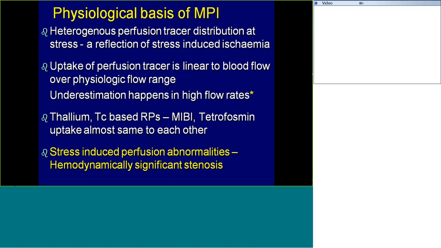So let us discuss the physiological basis of myocardial perfusion imaging. When there is a stress on the myocardium, there is an increased oxygen demand, and this increased oxygen demand is met by an increased flow through the coronary vessels into the myocardium. But when there is a coronary stenosis, naturally there is a reduced perfusion to the myocardium through the stenosed coronary vessels. So there is less availability of perfusion tracers in the myocardium supplied by a stenosed vessel. So there is a stress induced ischemia, and when there is stress induced ischemia, there is heterogeneity in the blood flow.